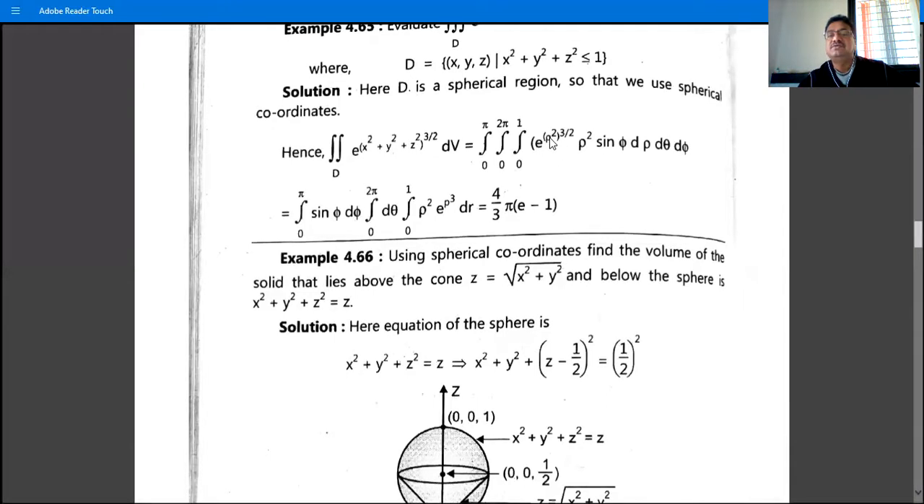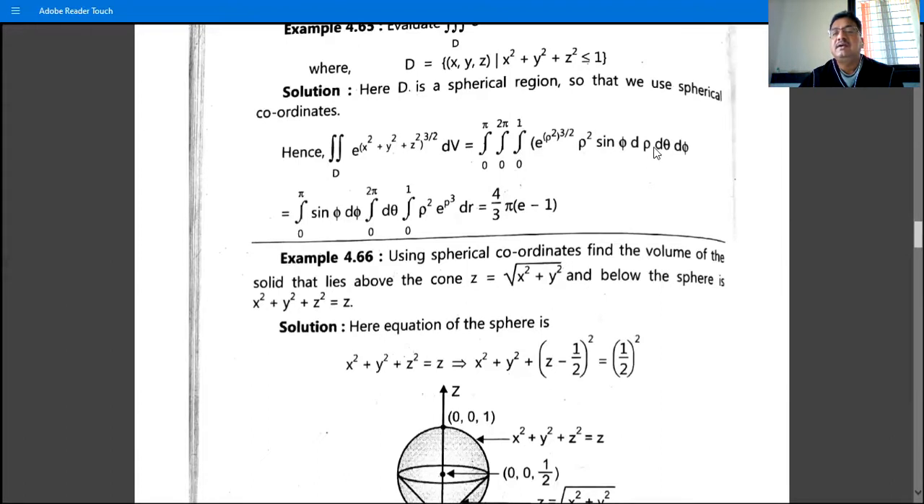So e raised to r square raised to 3 by 2: rho square raised to 3 by 2 is rho cube, so we get rho cube, e raised to rho cube, and this is rho square sin phi d rho. Then first find the integration with respect to rho or r. r runs from 0 to 1. The integration of r square is r cube by 3, then upper limit minus lower limit, that is 1 by 3 minus 0, so we have 1 by 3.